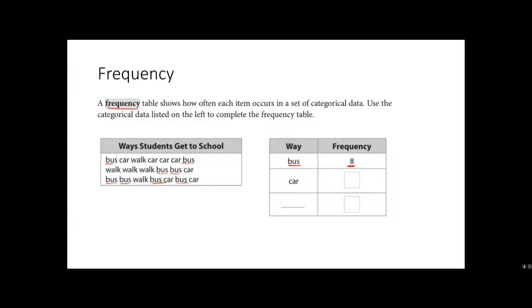Now let's try cars. We have 1 car, 2 cars, 3 cars, 4 cars, 5 kids take cars, 6 cars, 7 cars. Then lastly, kids who walk. If you ever talk to your grandparents, they're probably like, back in my day, I used to walk 18 miles up Mount Mordor to get to school. So we have 1, 2, 3, 4, 5. 5 kids walk.